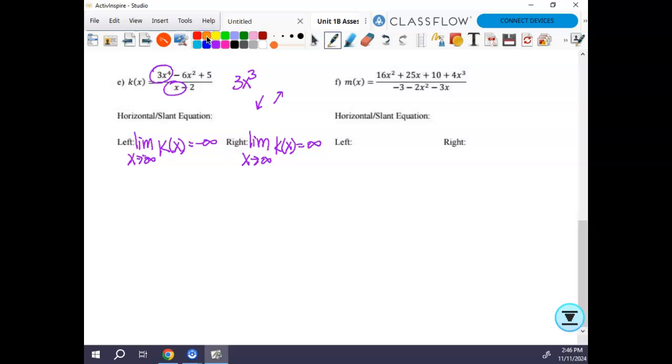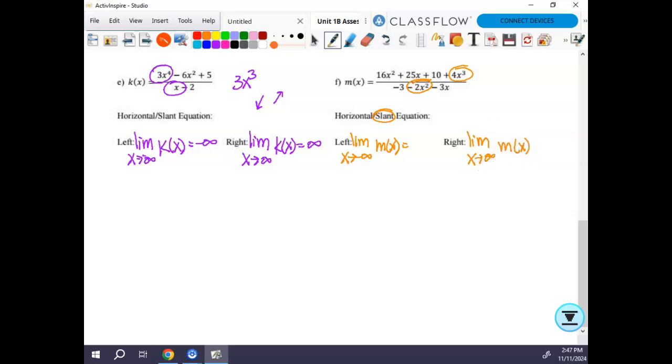All right, leading term here. This is my leading term. It is top heavy by 1, which means I have a slant asymptote. So this will be the limit as x approaches negative infinity of m of x, and the limit as x approaches infinity of m of x.